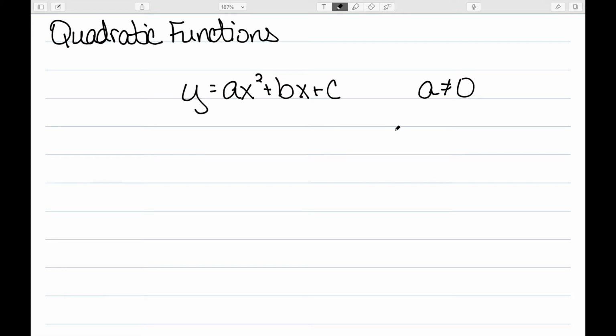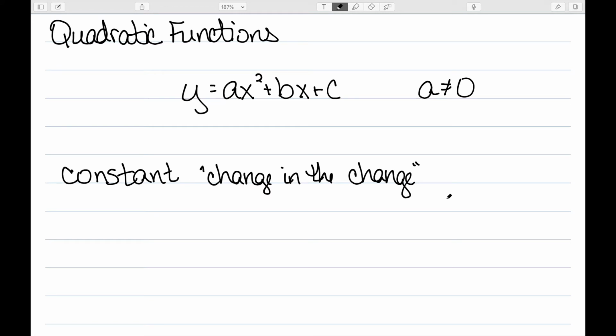When we talked about linear functions in a previous video, we talked about how they had a constant rate of change. Quadratic functions don't have a constant rate of change, but they do have a pattern. They have a constant change in the change. So let's look at an example to see if we can understand how this works.